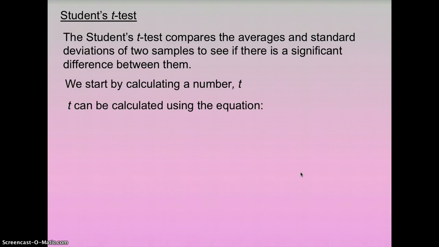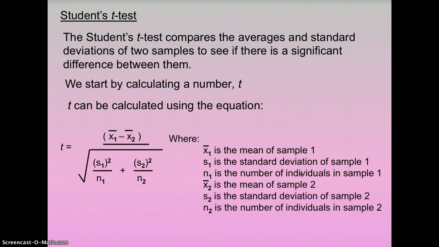To calculate the value t, we use the following equation. And in this equation, I want to define the terms. X bar 1 is the mean of the first sample. X bar 2 is the mean of the second sample.